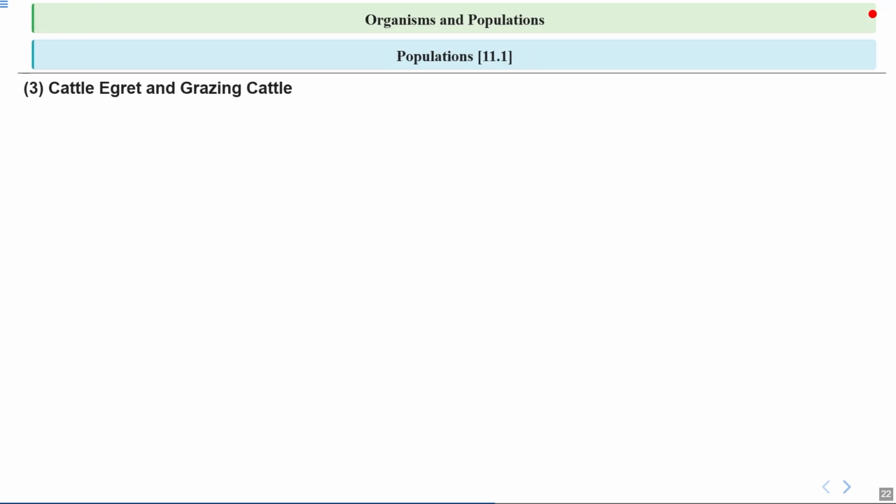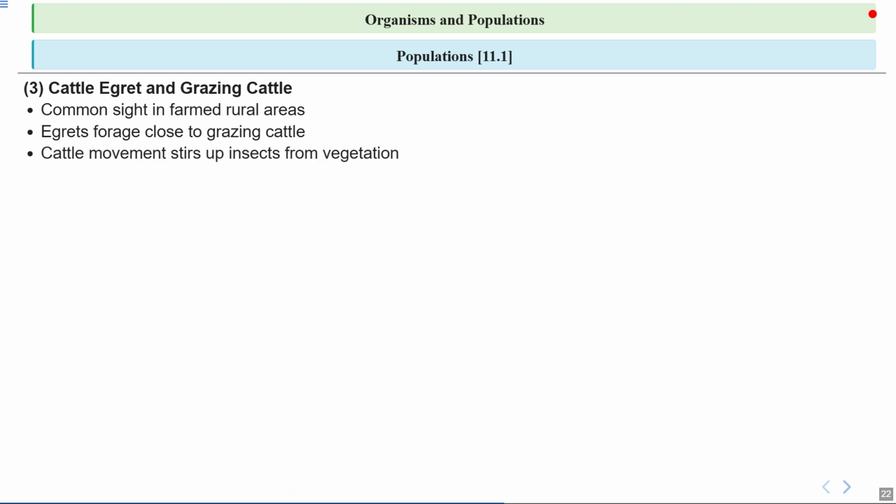Next is cattle, egret and grazing cattle. This is a common sight in farmed rural areas. Now here egrets forage close to grazing cattle. So these egrets are in very close association with this cattle. So when the cattle is moving, what is it doing? It is stirring up the insects from the vegetation, and these insects are eaten by these egrets.